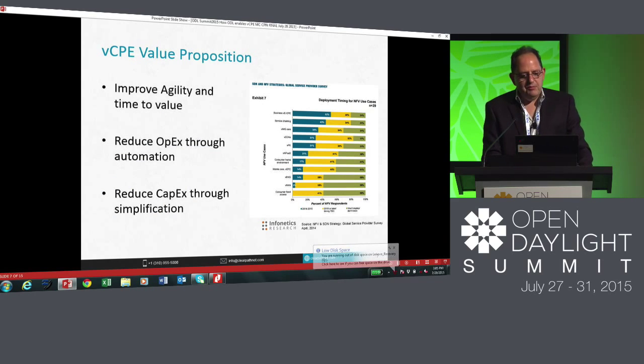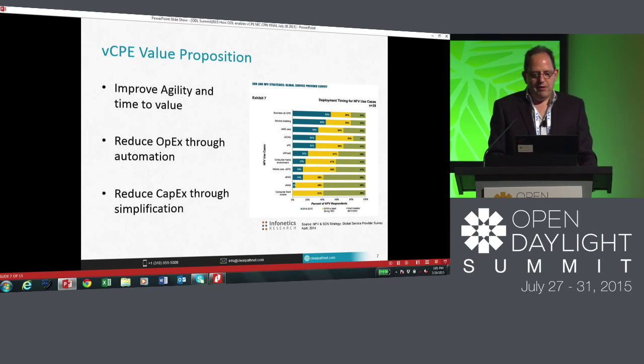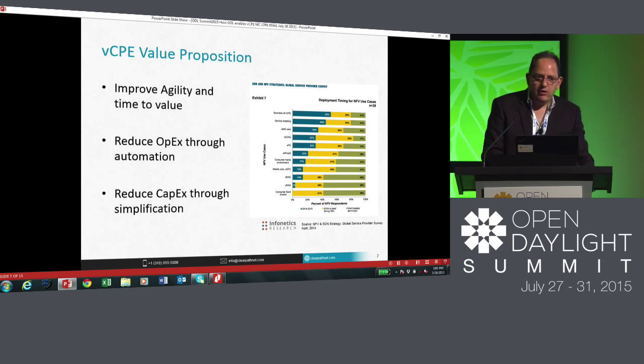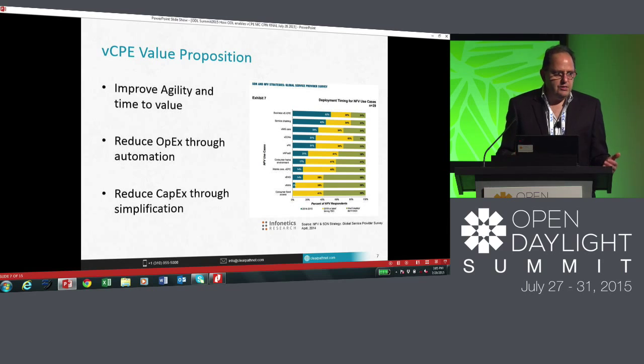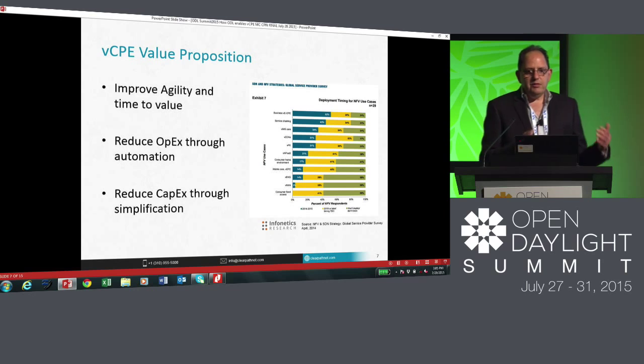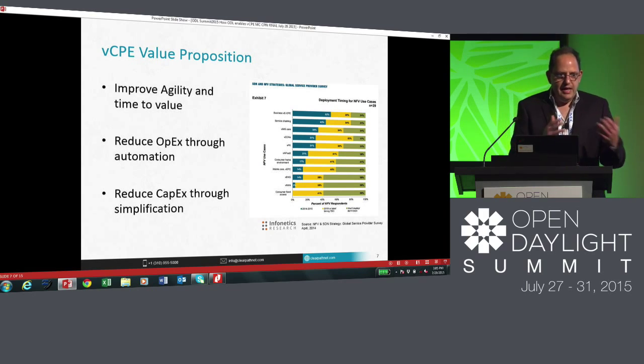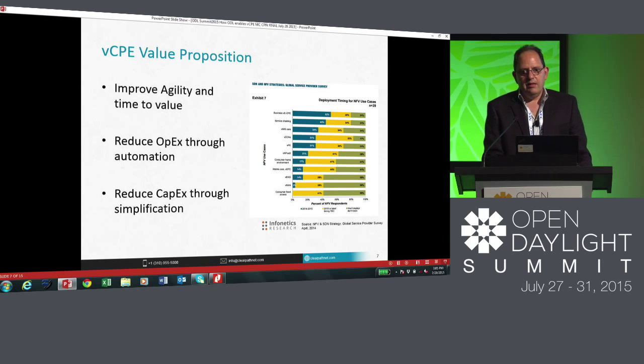So if we look at the value proposition of virtualized CPE, it should be pretty clear by now. I mean, we talked about it already. A lot of it is to address that problem statement, to improve agility and time to value. Time to value is an interesting metric that some of the network equipment manufacturers who we work with are also thinking about, which is not just time to new services, it's time to revenues, it's time to achieve cost reductions, it's time to actually derive the benefit, not just take that step and do something a little faster.